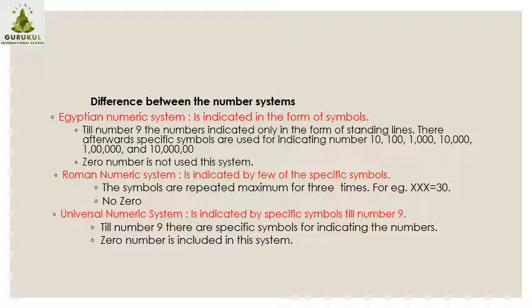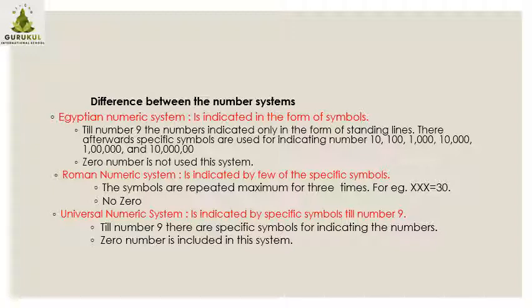Then from 10 afterwards, as there is no 0 in the Egyptian numeric system, there are specific symbols, correct? Like a hobble of a cattle for 10, then we have a pointing finger for 10,000, like this, because the number 0 is not used in this system. Then the Roman numeric system is indicated by a few specific symbols which use the capital letters of the English alphabet like I, X, V, D, C, L, M, right? These specific alphabets are used in capital form, and that has the pattern of writing the numbers.